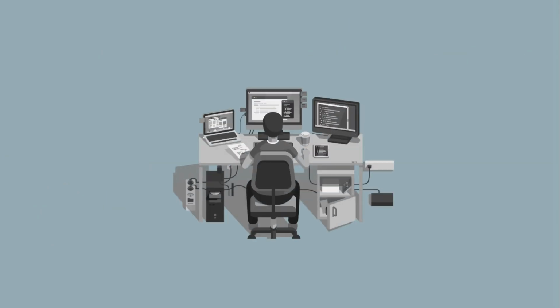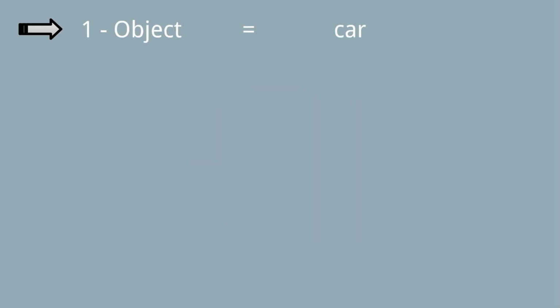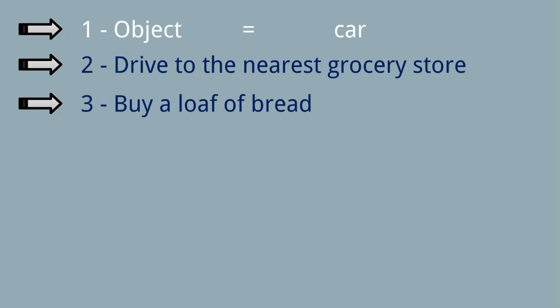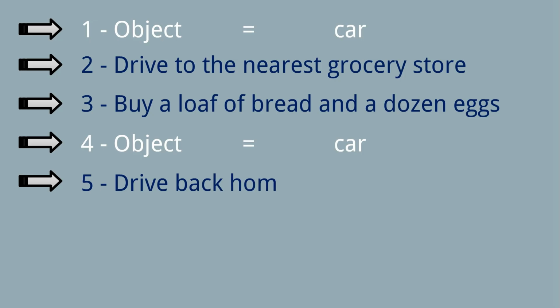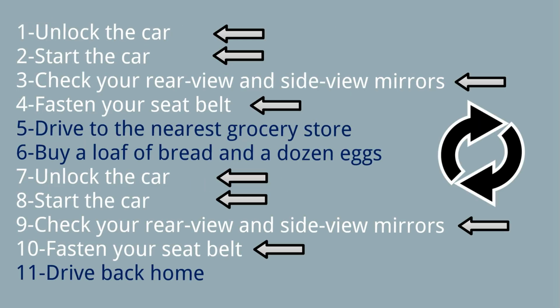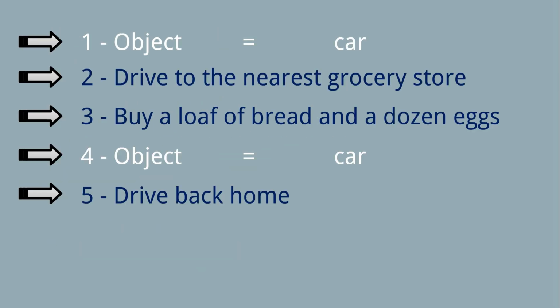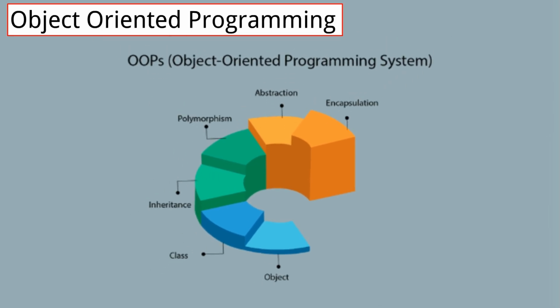Now, if we write our code again, it will become a lot easier to manage. Look at that. Object is the car, then of course drive to the nearest grocery store, buy a loaf of bread and a dozen eggs, then again define object which is the car and drive back home. You see, now our code suddenly became from 11 lines to 5 lines. See, that's why object-oriented programming became so popular.